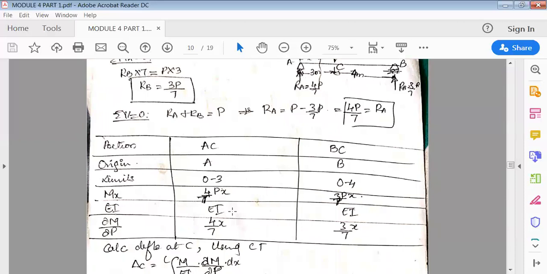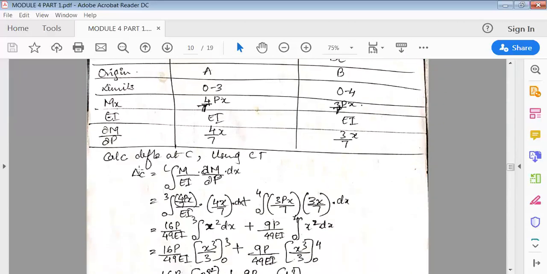Okay. Next, EI is constant throughout. Then differentiate the moment with respect to P. So it is 4Px by 7, so dou P by dou P, cancel both the terms. So you're left with 4x by 7. Similarly, here also you're left with 3x by 7.